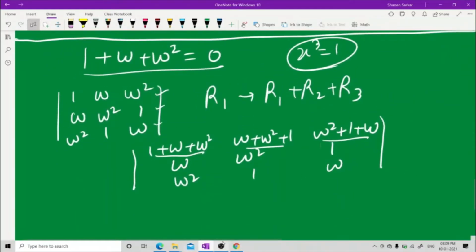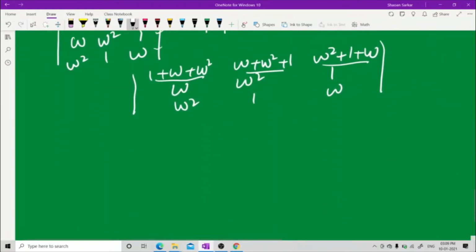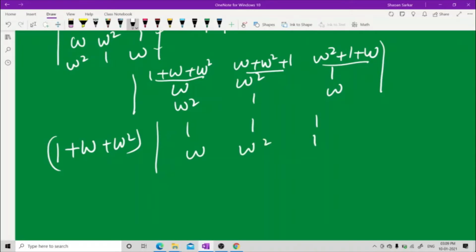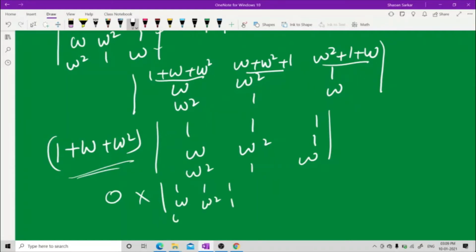Now you see, I take this thing common out. So what I get is 1 plus omega plus omega square is out. And then what I've got is 1, 1, 1, omega square, 1, omega, and so on. And this quantity is 0, as I know. I told you. So 0 into this whole stuff. This is going to give me an answer 0.